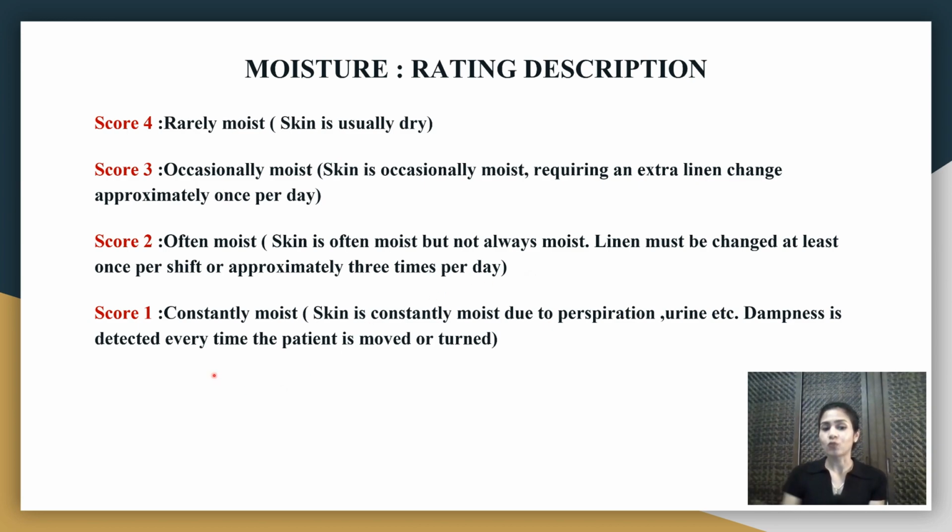And the last one is 1. If the patient's skin is constantly moist due to perspiration, urine, stools, drain, etc., and dampness is detected every time the patient is moved or turned, so whenever you are turning or moving the patient, you find dampness due to perspiration or continuous passage of stools or urine, then you can give a score of 1.